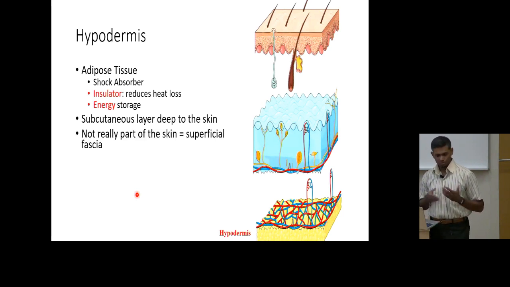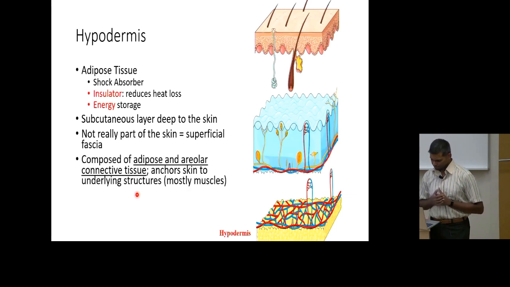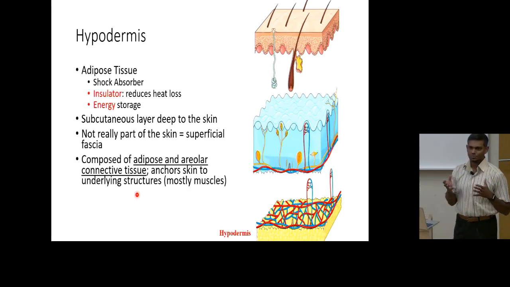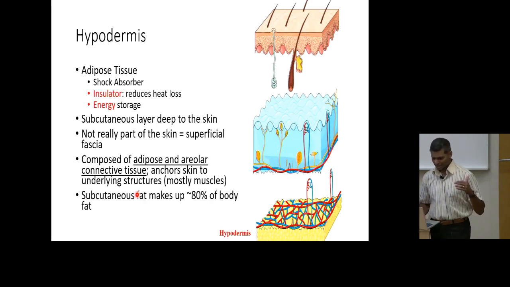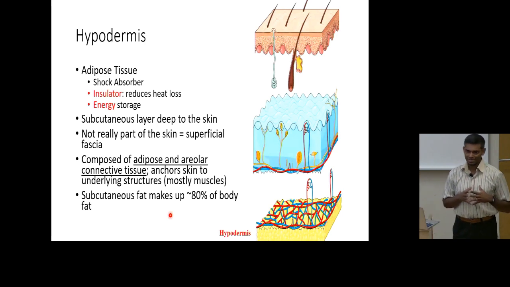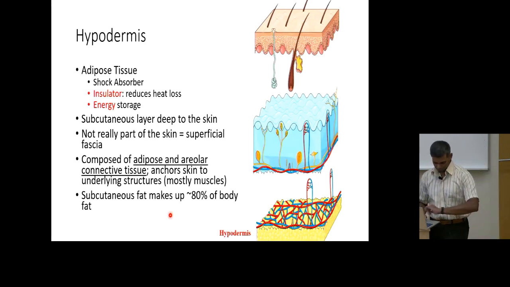It's called the superficial fascia. And notice that this hypodermis is mainly composed of the areolar connective tissue, and it's anchored to the muscles. And deeper to this, you will have subcutaneous fat, which is where you will mostly store fat. But in some cases, if you exceed this subcutaneous fat capacity, then you can start storing fat in other parts of your body as well.